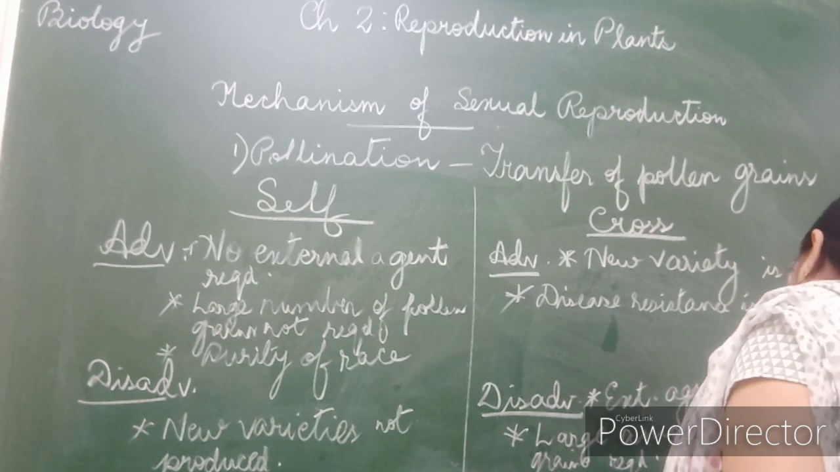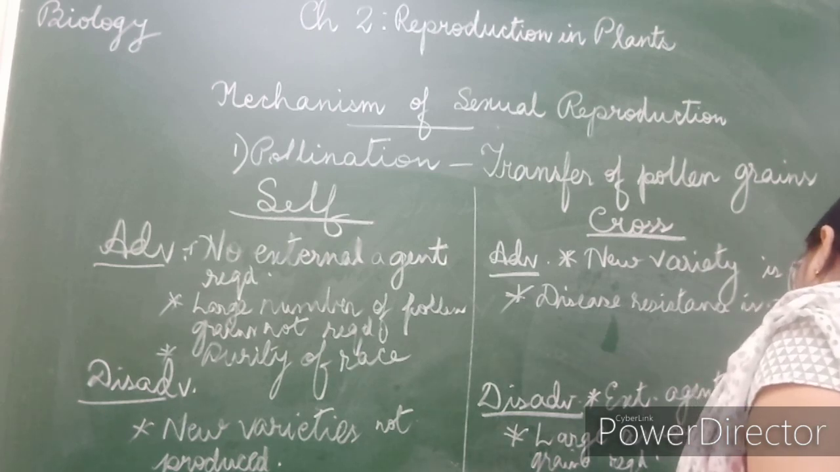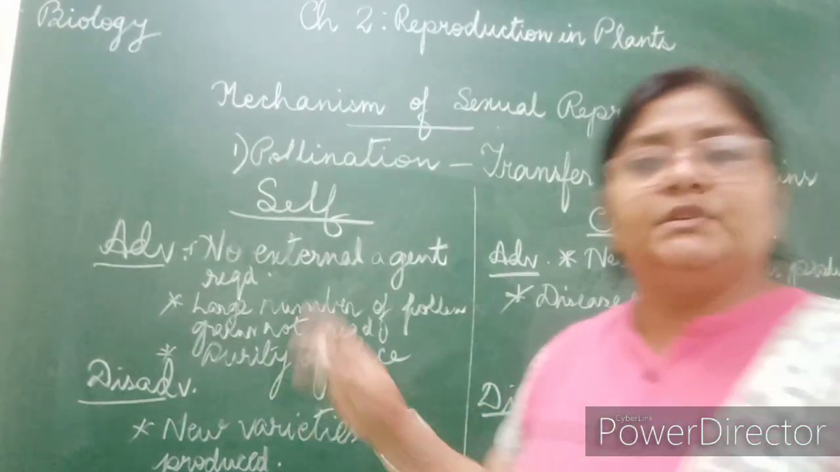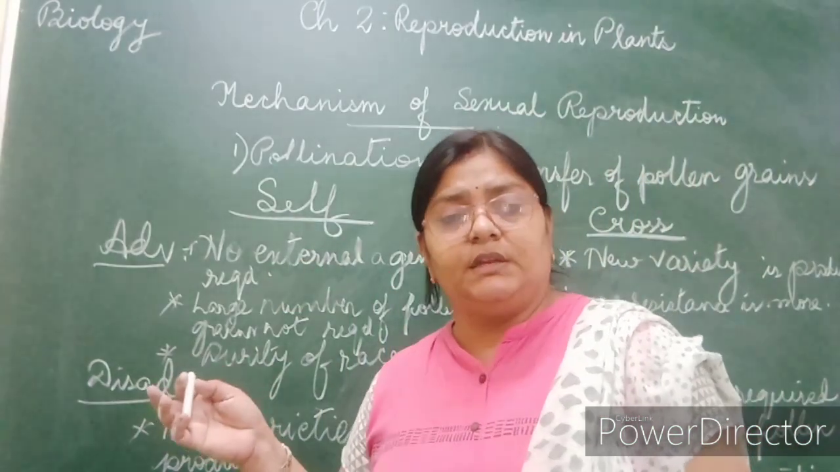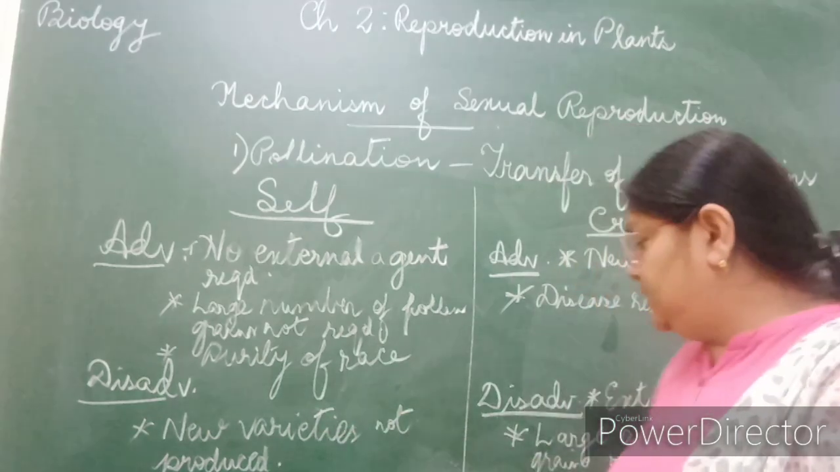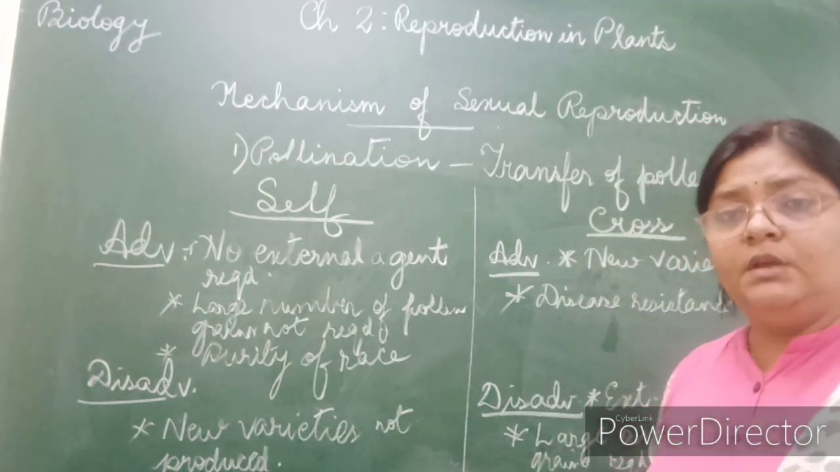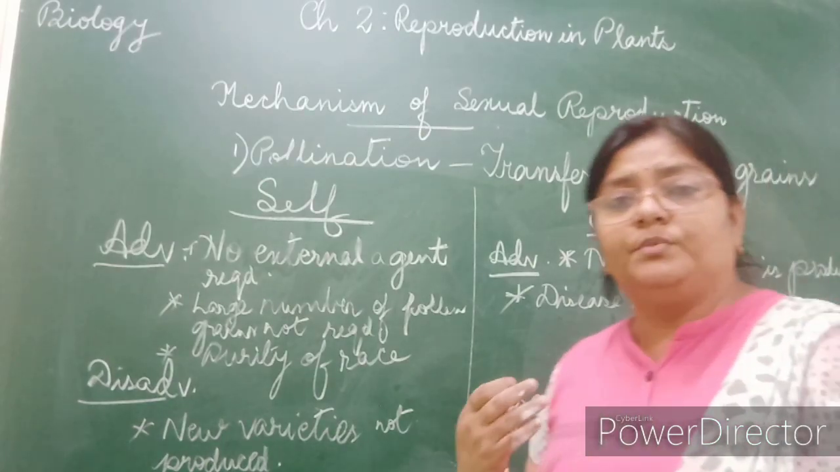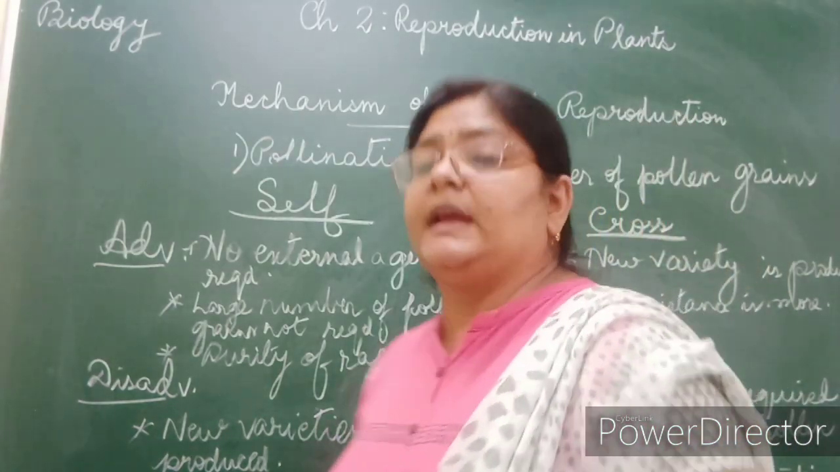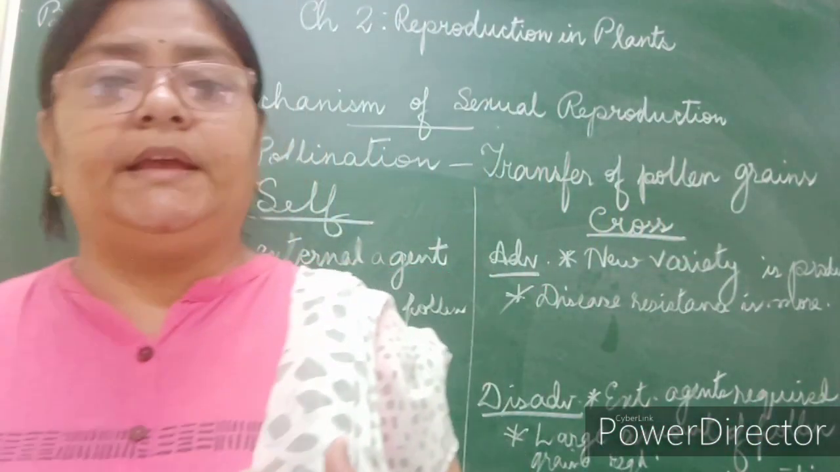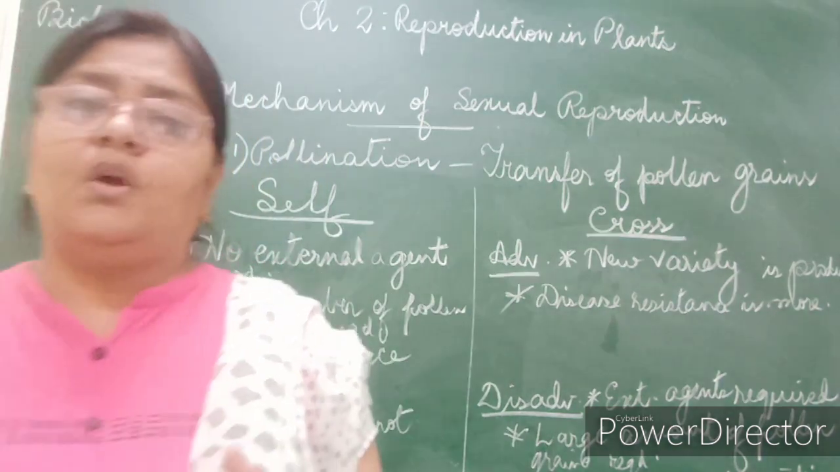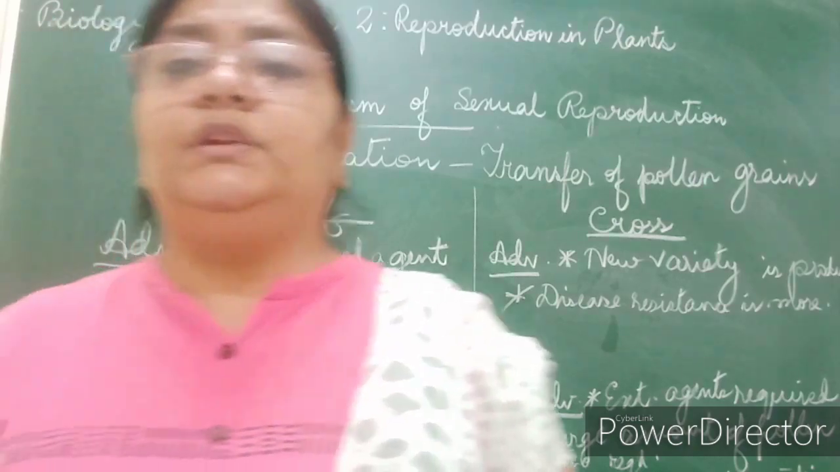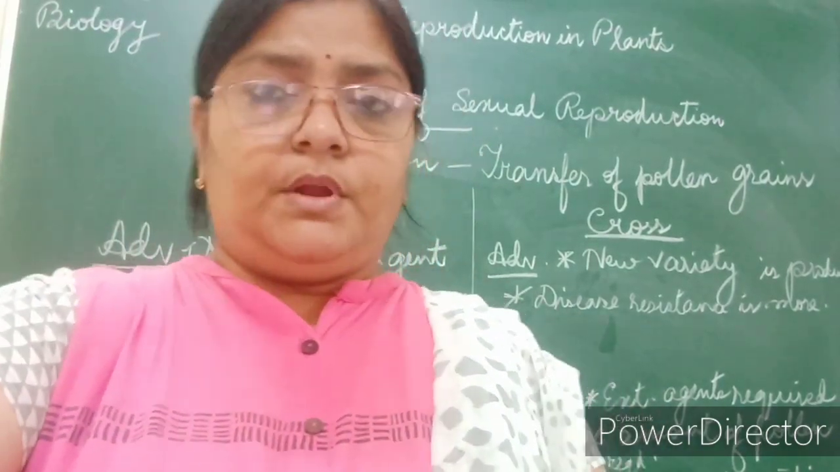Now next, as I told you, we can also talk about the color, the scent and the nectar, which are not necessary in a self-pollinated flower. But here they have to be there. The flowers need to be colored, need to be bright, and need to produce nectar so that they can attract external agents for transfer of pollen grains. Okay, so now let us go into the details of cross-pollination.